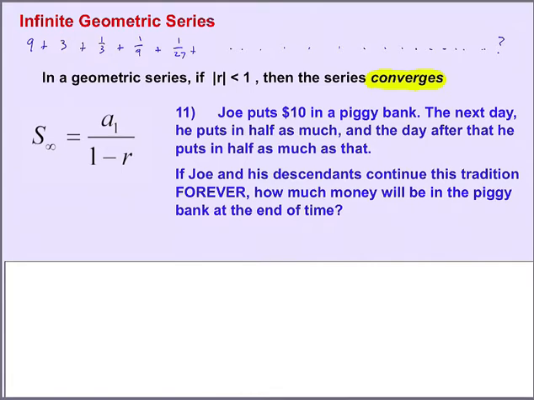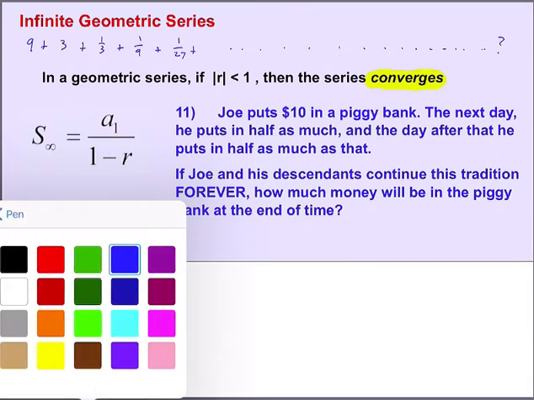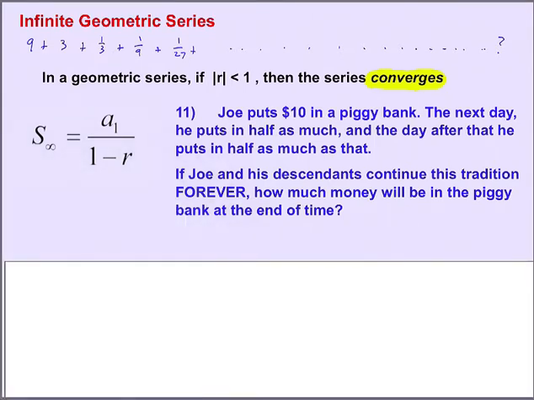So here's an example. Joe puts $10 into a piggy bank. The next day he puts in half as much, so that would be $5. And then the next day he puts in half as much of that. And if Joe and his descendants keep doing this tradition forever, always putting in half as much money as the day before. Now, pretty soon we're going to get to less than a penny, but he can use his computer, put it into his bank account online. I don't know, there's a way to do it.